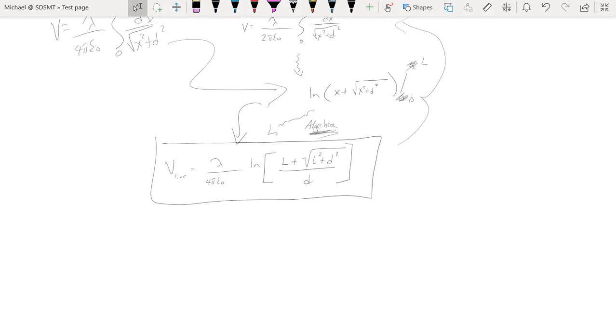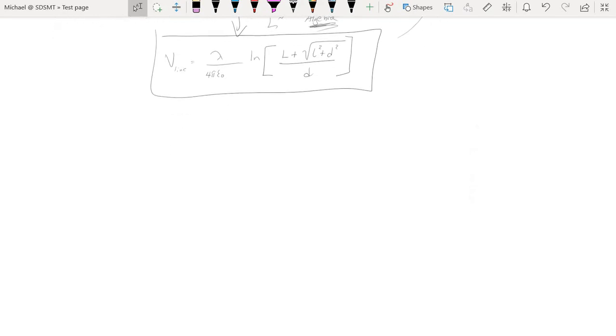Alright, so that is the line of charge. That is the potential that we get from the line of charge. Very different from the expression that we had for the electric field from a line of charge. But now we're going to move on to things like, let's see here, we'll need to look at a ring of charge, a disk of charge, and then we'll start looking at spheres and cylinders.